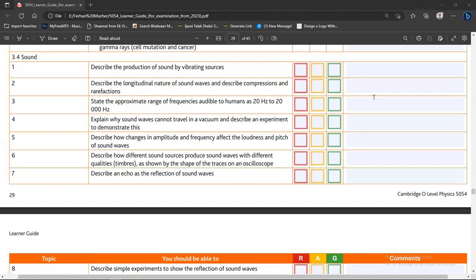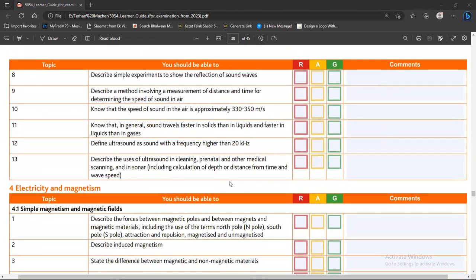Describe an echo as the reflection of sound waves. Describe simple experiments to show the reflection of sound waves. Describe a method involving a measurement of distance and time for determining the speed of sound in air. Know that the speed of sound in air is approximately 330 to 350 meters per second.